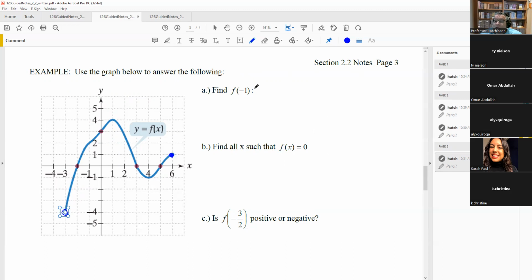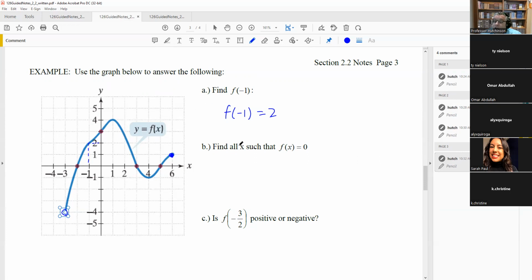So we want to find f of negative 1. This is saying again, find the y value when x is negative 1. When x is negative 1 right here, I'm going to go up there and it's hitting the graph at the y value of 2. So f of negative 1 equals 2. That's the y value when x is negative 1.